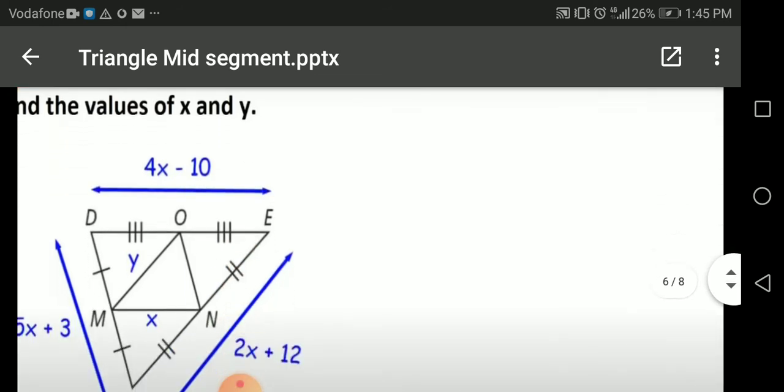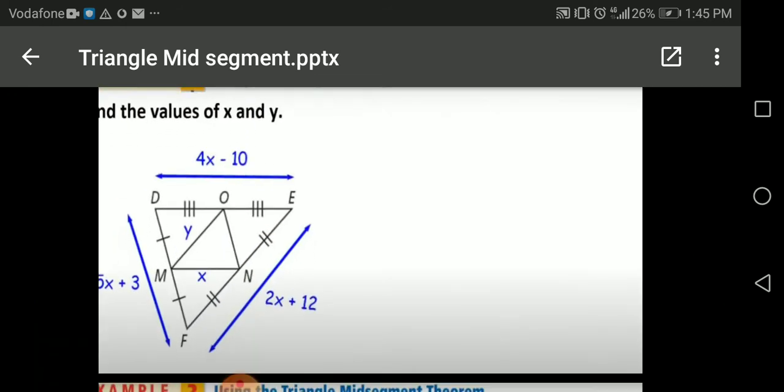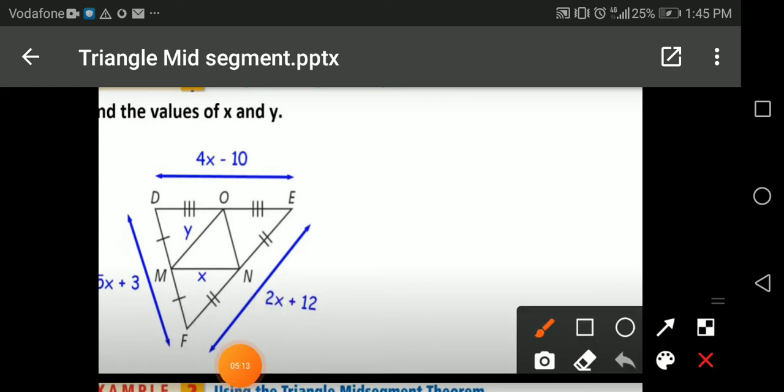What about this one? I will do it with you, because it has something to think about. He asks me to find the value of x and y. Okay guys, very easy one. Look at the given here in the example. DE, this line, is 4x minus 10. It has another line here opposite to it.